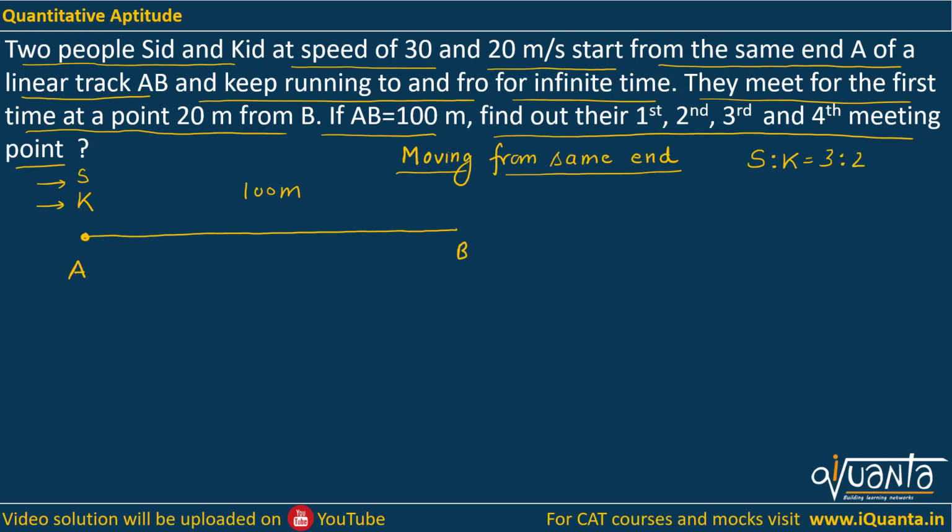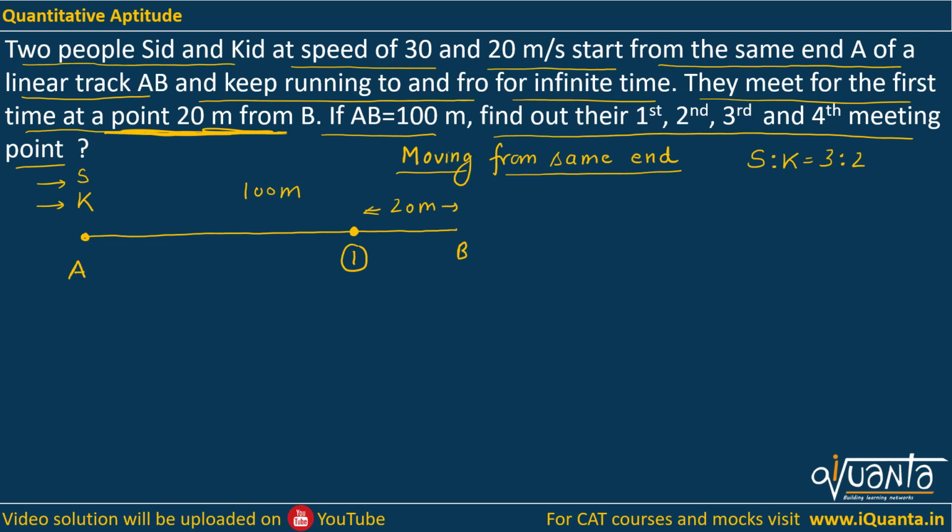We have been given that they meet for the first time at a point 20 meter from B. So let this be that point. This will be 20 meter, this distance. So this is the point of first meet. Now we have a shortcut here. What will we do? On every meeting, we will calculate the total distance traveled by both the bodies. And then by using the speed ratio, we will individually find out the distances they have traveled. And according to that, we'll be determining their position from points A and B.